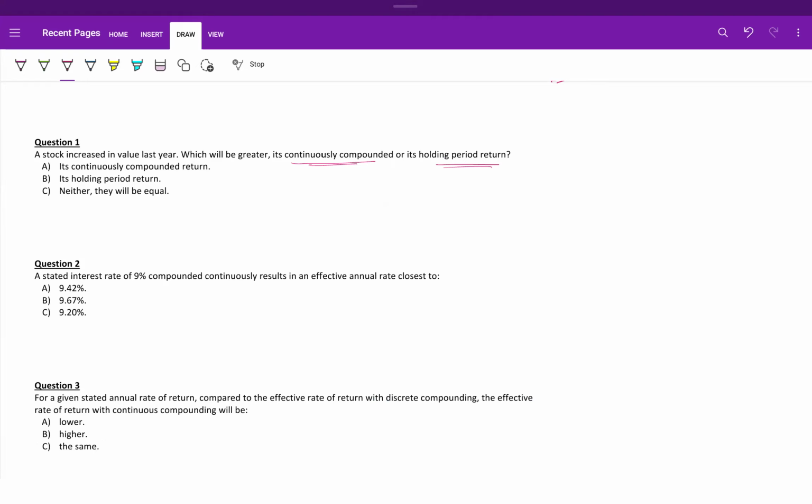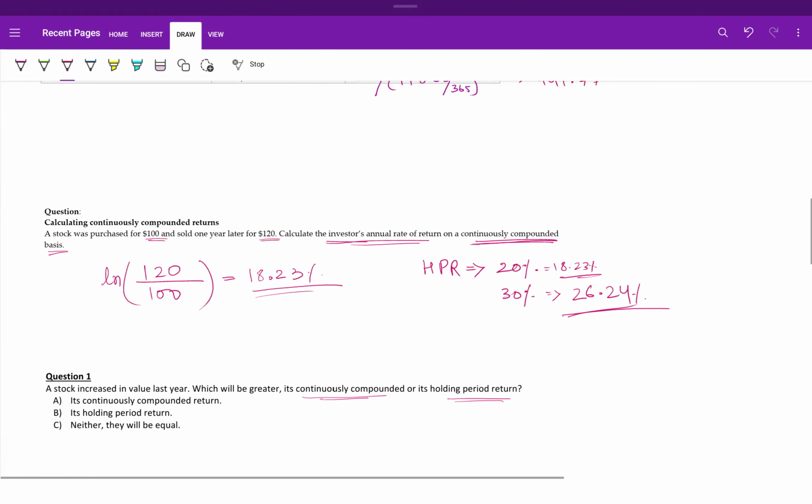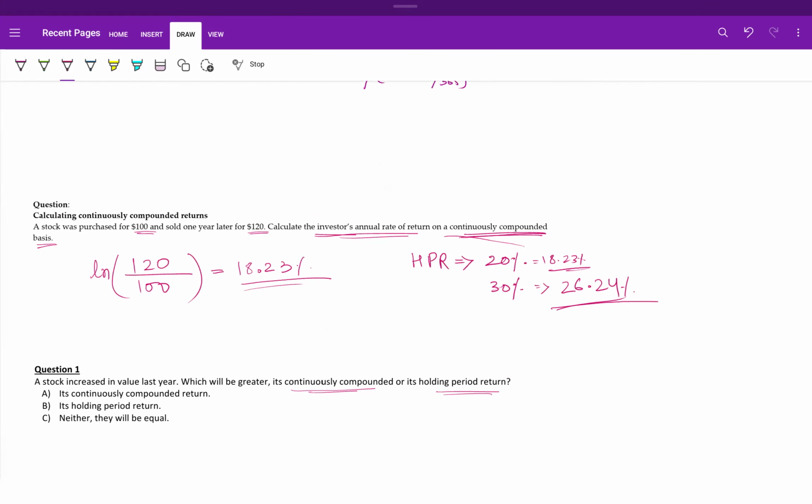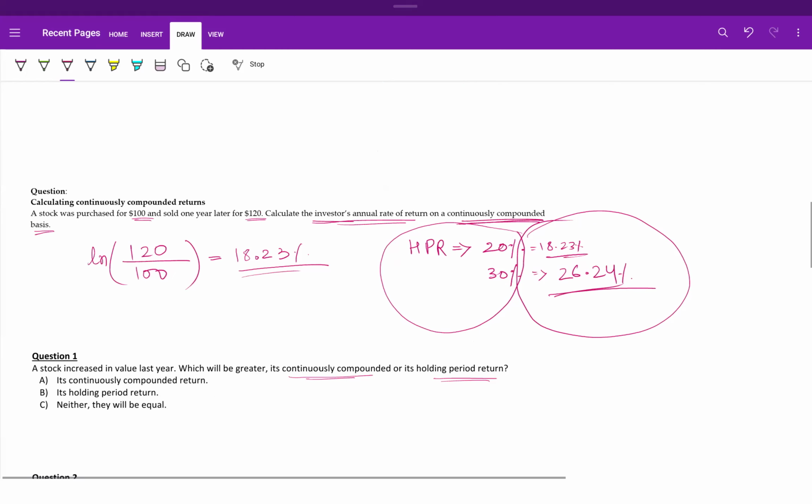And we just discussed this. The holding period return, if it's 20%, the compounded return is going to be lesser. The annual compounding return is going to be lesser. And this is one property. This is how the CFA Institute actually asks you a question, so you need to pay attention. This was actually a trick. This question was very tricky.